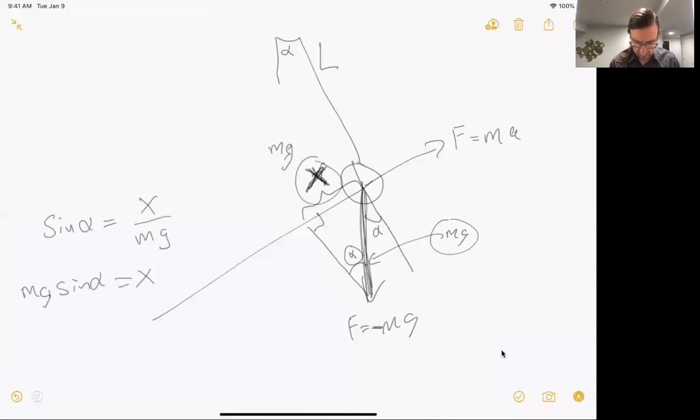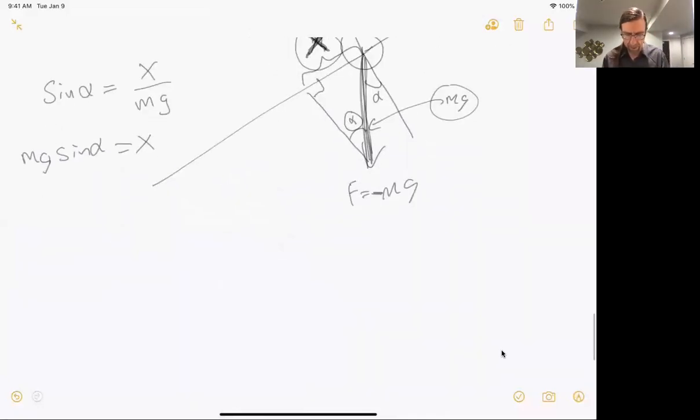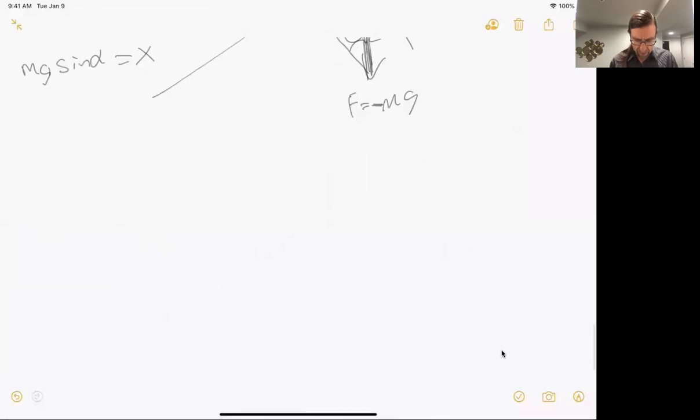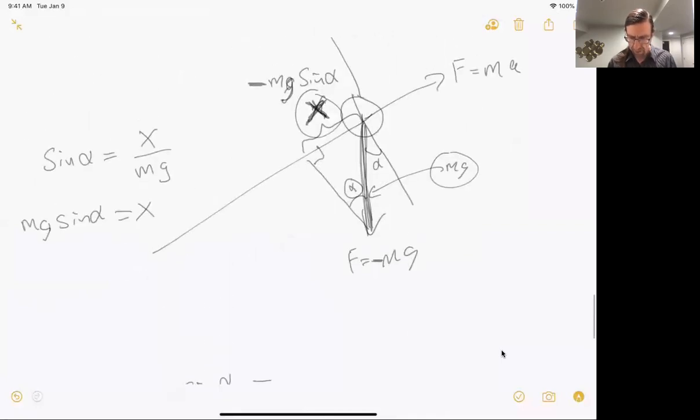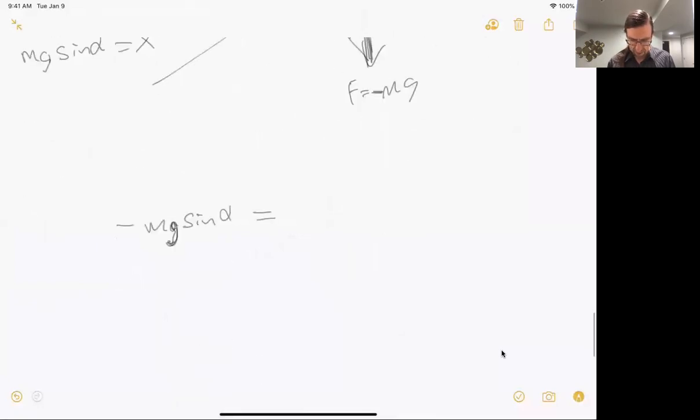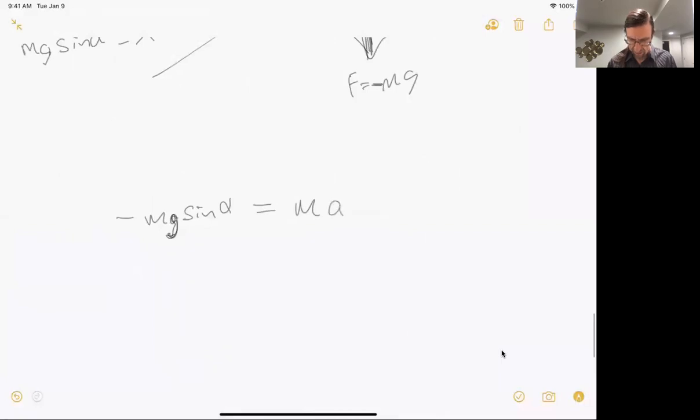mg sine alpha, but again, it's pointing down, so there should be a negative sign here. So far we have minus mg sine alpha equals the force going in the other direction. We've got this force in this direction, that's minus mg sine alpha, equals the force going in this direction, which is the mass times the acceleration.